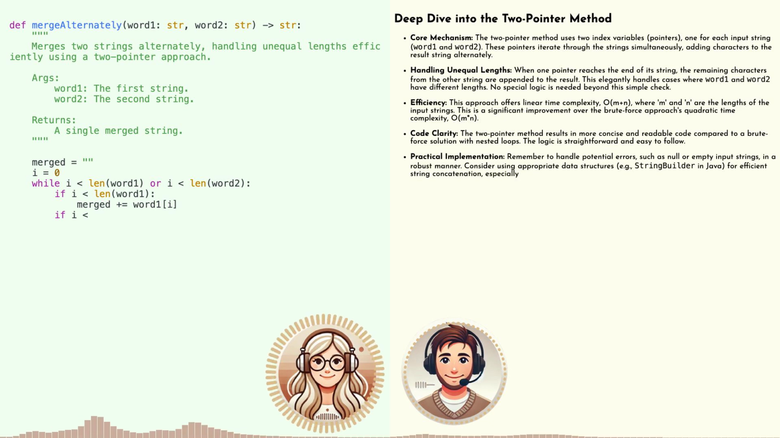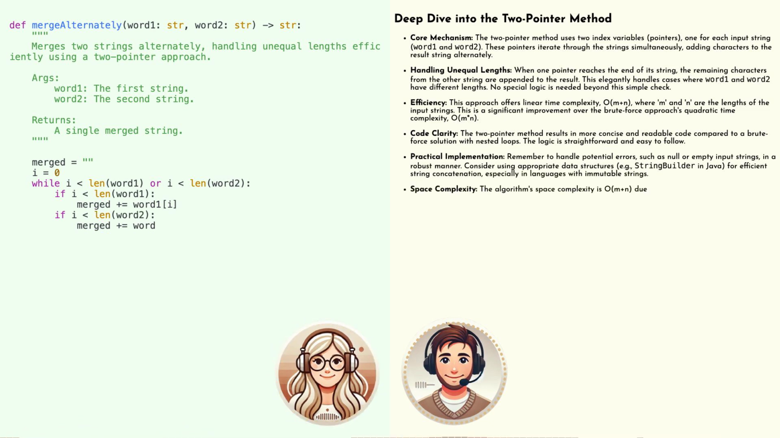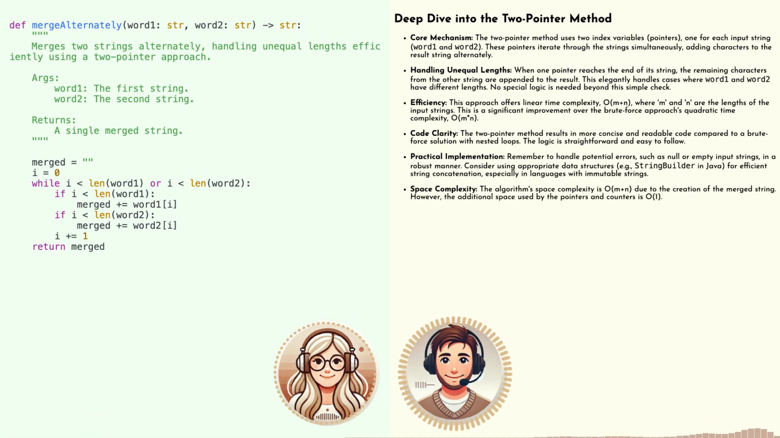Precisely. And we also need an empty string to store our merged result. Let's call that one result. So we've got our pointers set up, and a blank slate to build our merged string. What happens next? Now we enter a loop. As long as either pointer is still within the bounds of its string, meaning we haven't reached the end of either word, we'll perform a few actions.